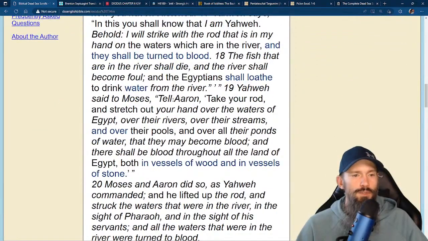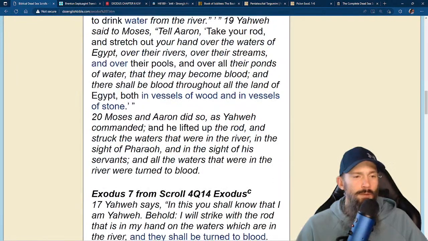Yahuwah said to Moses, Tell Aaron, take your rod, stretch out your hand over the waters of Egypt, over their rivers, over their streams, and over their pools, and over all their ponds of water, that they may become blood. And there shall be blood throughout all the land of Egypt, both in vessels of wood and in vessels of stone. Moses and Aaron did so as Yahuwah commanded, and he lifted up the rod and struck the waters that were in the river in the sight of Pharaoh and in the sight of his servants, and all the waters that were in the river were turned to blood.